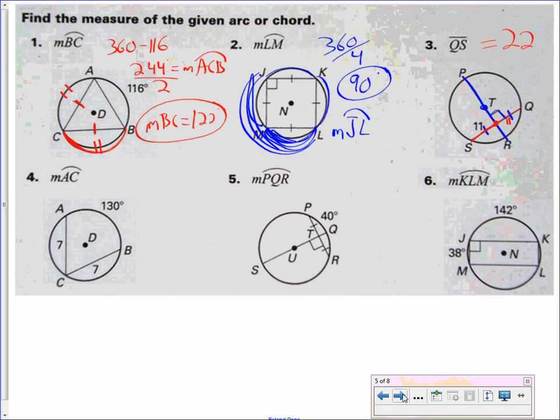Number 5, arc PQR. So again, with this problem, this is a diameter because it's going through the center of the circle. It's perpendicular to chord PR. When a diameter is perpendicular to a chord, the chord gets bisected, and so does the arc. So arc QR is also 40, but this question is asking for the measure of arc PQR. So 40 plus 40, 80 degrees.